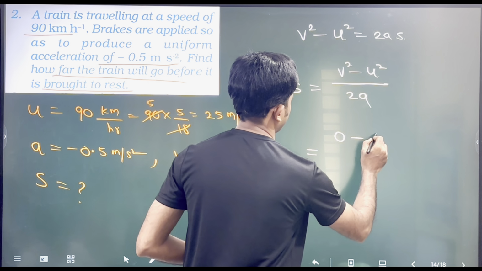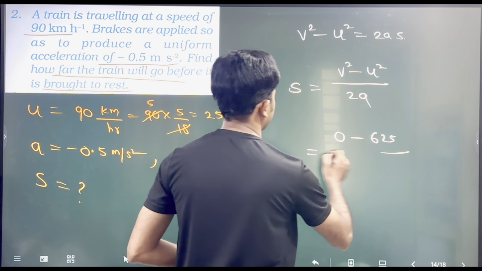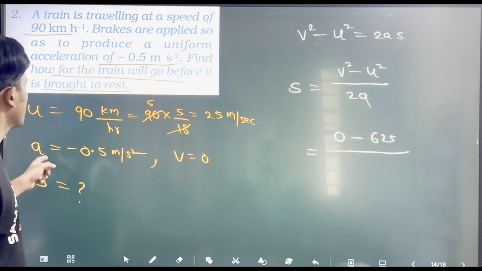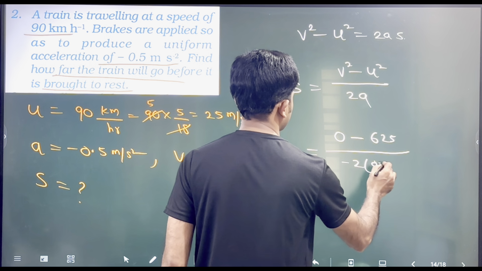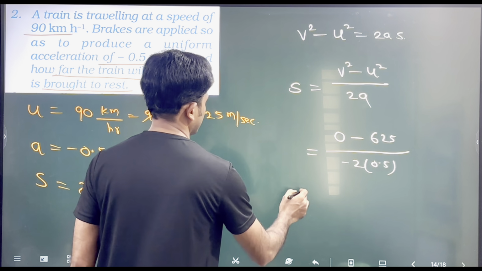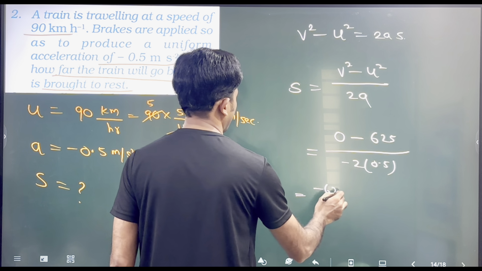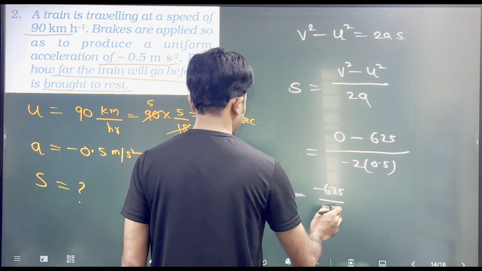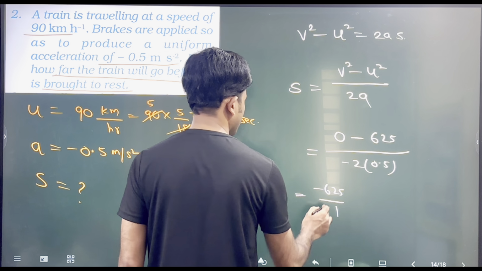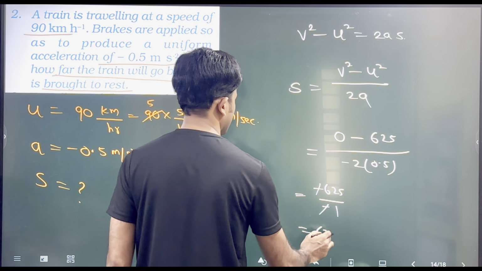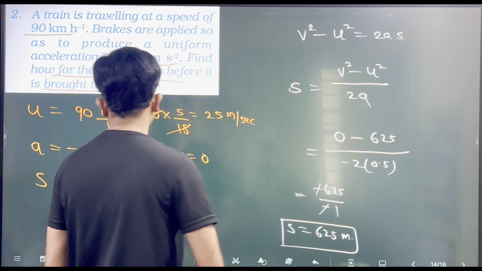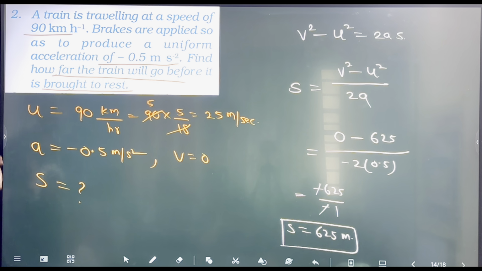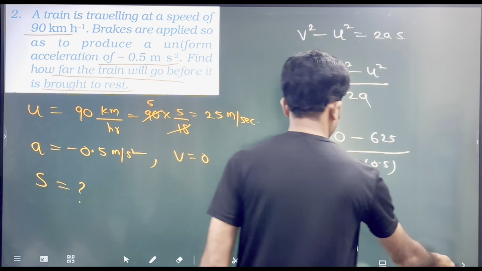25 into 25 is how much? 625. I am directly writing here, by 2a. 2 into minus 0.5, so that is minus 2 into 0.5 is 1 only, right? So that is minus 1. So minus 625 by minus 1. Minus minus gets cancelled, the answer is 625 meter. Is it correct? Yes or no? Yes. Now move on to the next question.